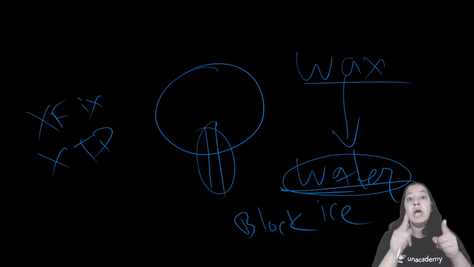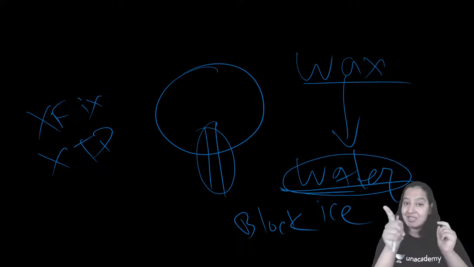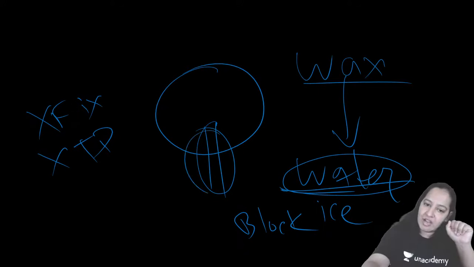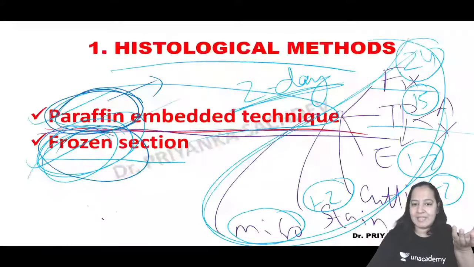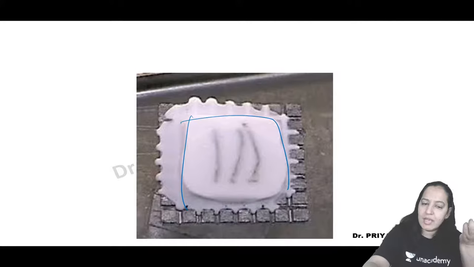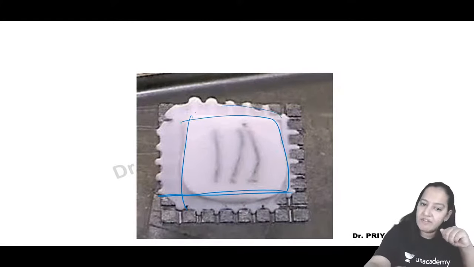You are a histopathologist. Now your work starts. Your work is only for 10 minutes, but it is the most precious work. It will decide the further plan ahead. Done. Now you are a histopathologist sitting there. What you will do, you will cut one section out, you will take the cassette, so frozen section. So instead of wax you are using water, and you are freezing the water, so it will form ice.